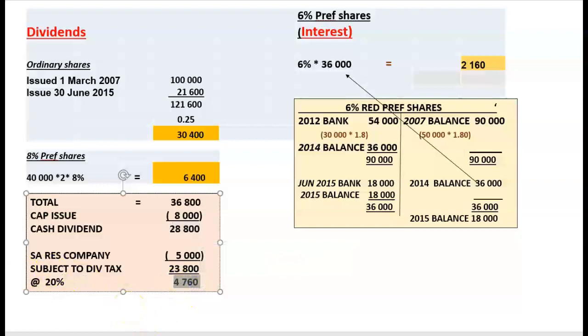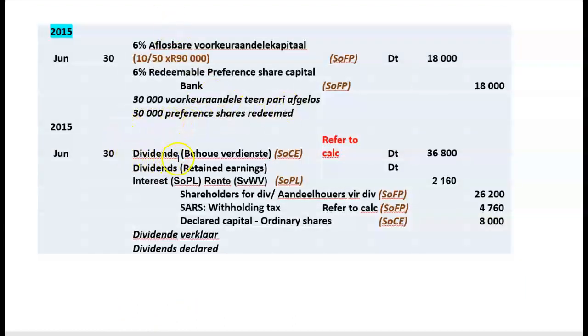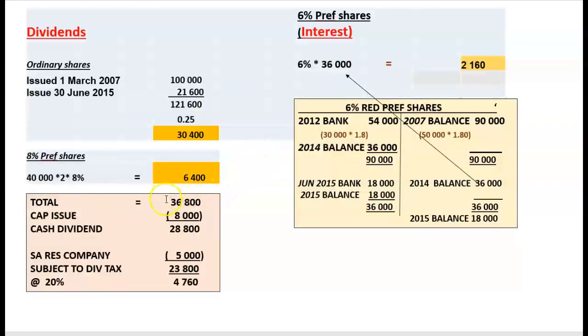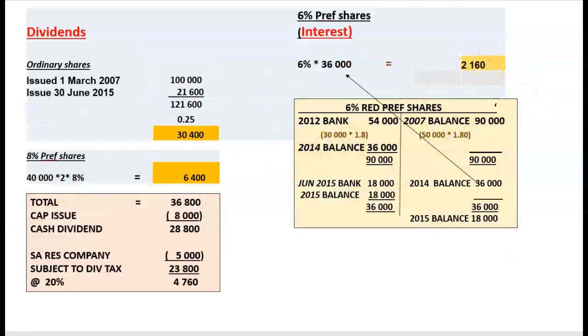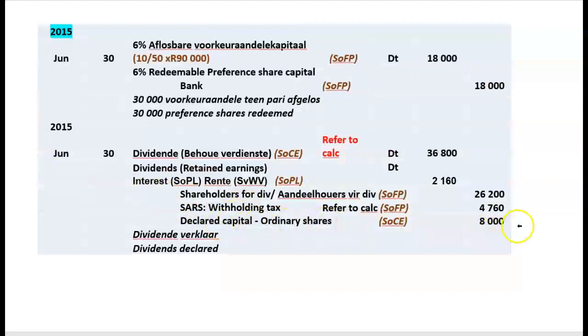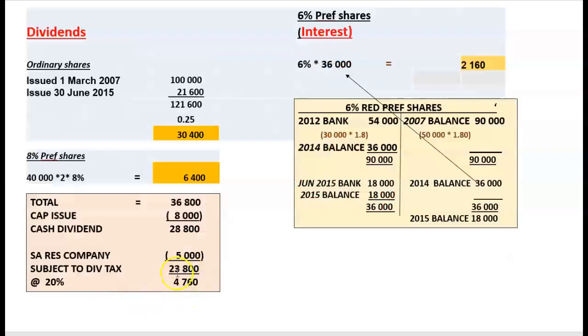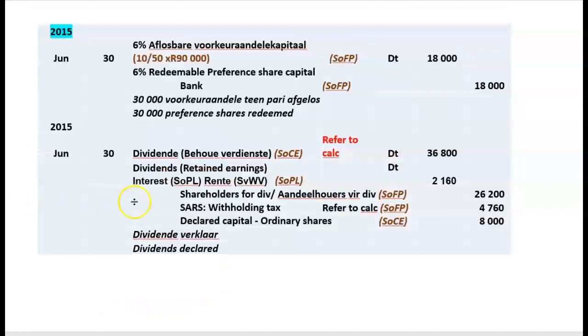So this is all our calculations. Now let's go and record it in the books. We're going to debit dividends against retained earnings, statement of changes in equity. Total dividend, which was 36,800, 30,400 plus the 6,400. We're going to debit interest against our income statement, our statement of profit or loss, of 2,160. We are going to take the first 8,000 to ordinary share capital. So we're going to credit declared capital ordinary shares 8,000 Rand. We owe the receiver of revenue 4,760 Rand for dividend withholding tax. So we're going to credit SARS withholding tax 4,760. And then the balancing figure we're going to take to shareholders for dividends, 26,200. And then we're done with this increase.